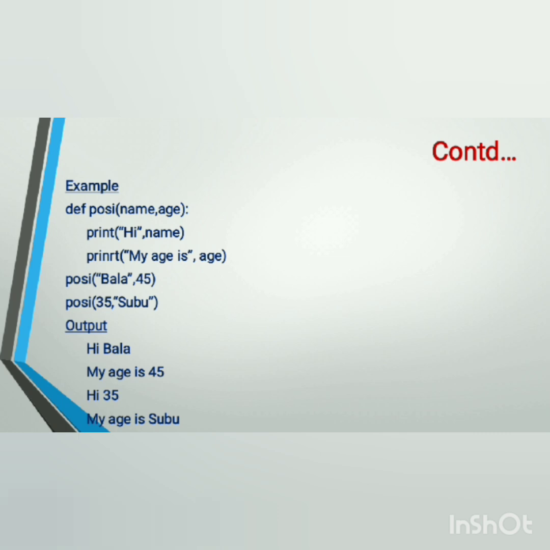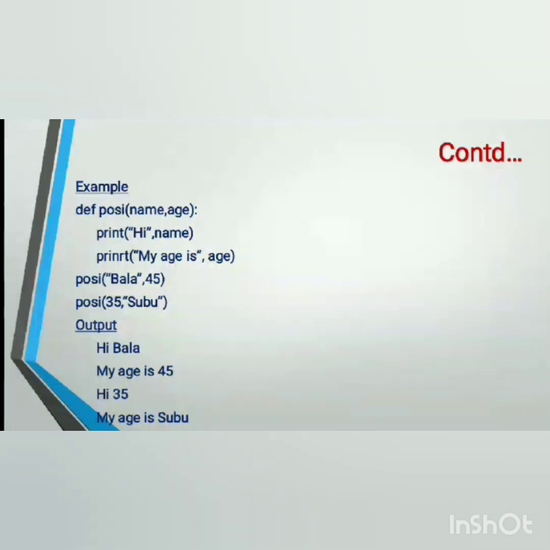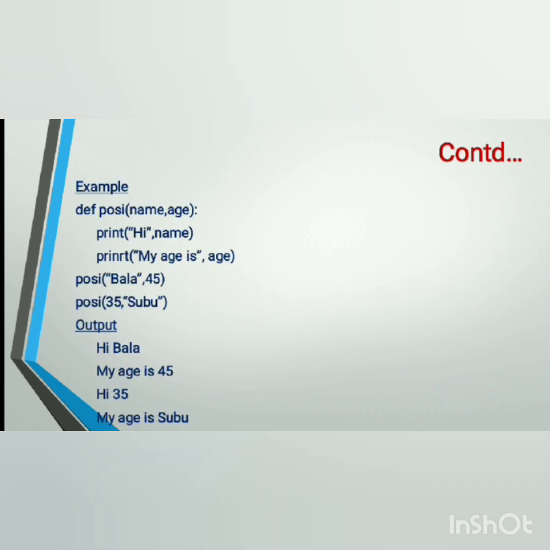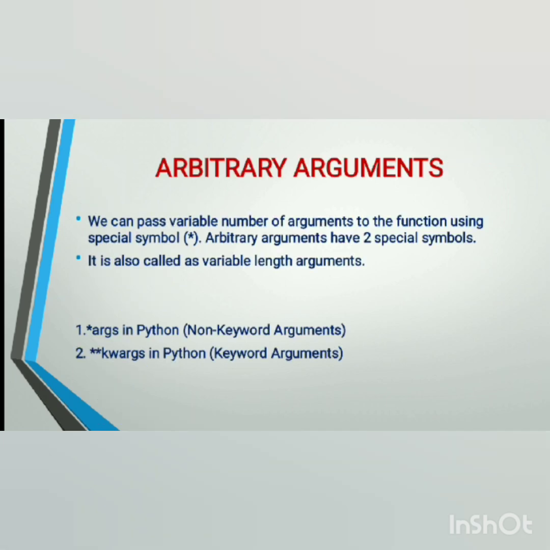So in positional argument, the first argument is assigned to the first parameter, the second argument is assigned to the second parameter. It should be in a sequential manner. It doesn't change the sequence order. This concept is called positional argument. So let's see the fourth function argument, called arbitrary argument, right?